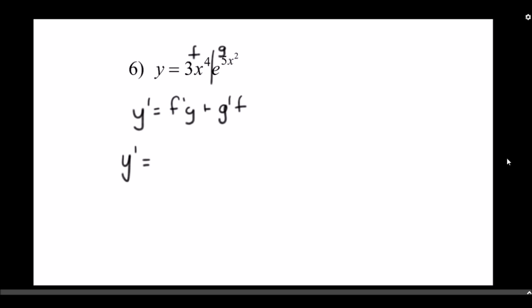So then the f prime part, this part here, is going to be the derivative of this 3x to the fourth, which is 12x cubed. So there's f prime times g plus, now we need g prime. That's going to be the derivative of this exponential. Remember, the derivative of an exponential is the exponential term multiplied by the derivative of the exponent. Now we need to multiply that by f.